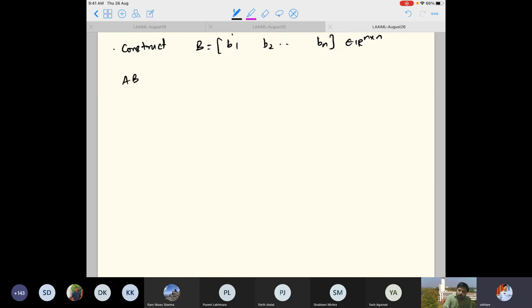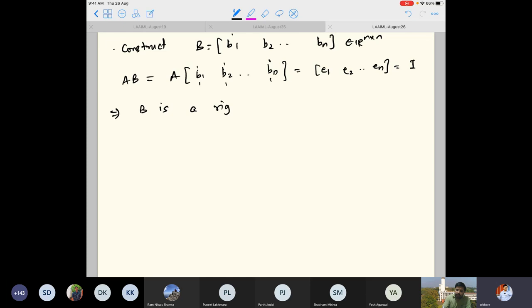Then what do you get? The product AB is equal to A times the first column b1, second column b2, and nth column bn. So what will A into the first column b1 give you? It will give you e1, e2, up to en, which is nothing but the identity matrix. That's what you will get. And what does this mean? This means that B is a right inverse of A.